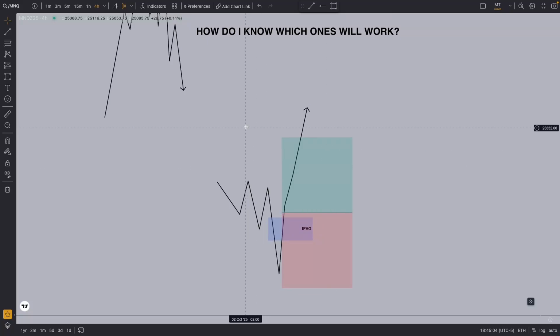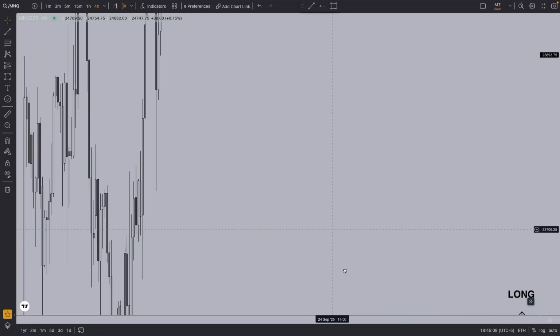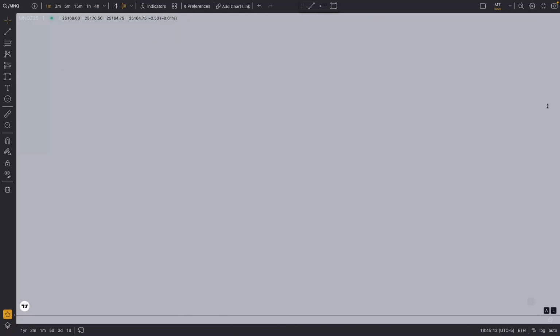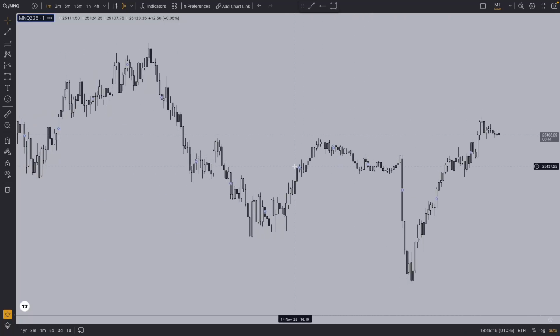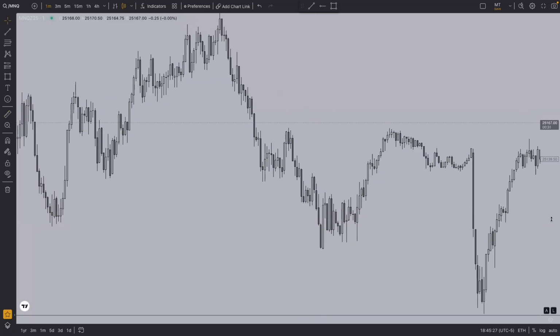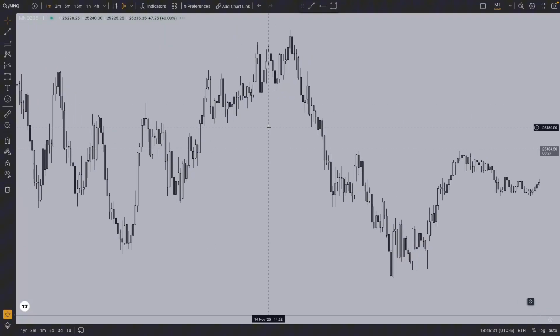Now, how do I know which ones will work? Because there's millions of inverse fair value gaps, right? I'll show you guys in the chart right here. Right here, look at this. Bearish fair value gap, inverse. Now there was a chop, but it worked out. Not a high probability inverse that I would take, but it's there. Now let me show you when it doesn't work out.